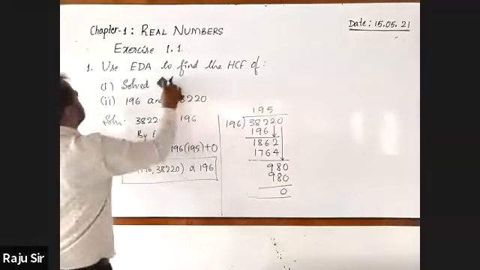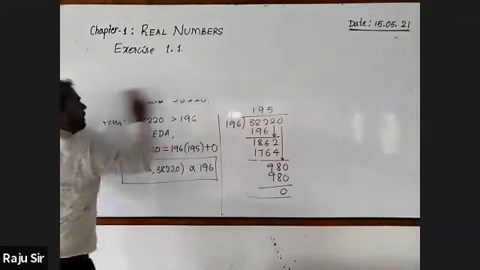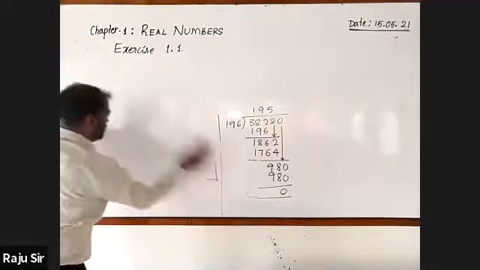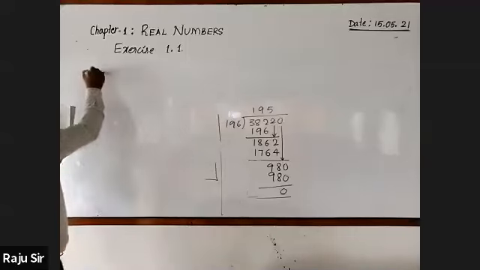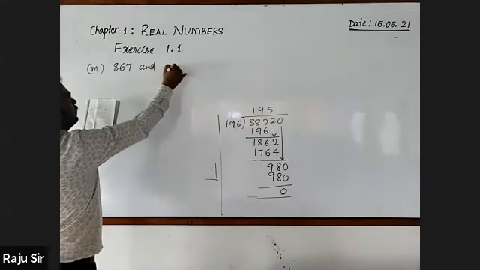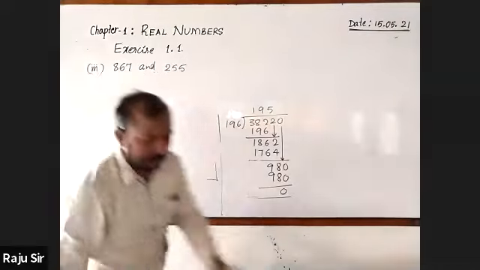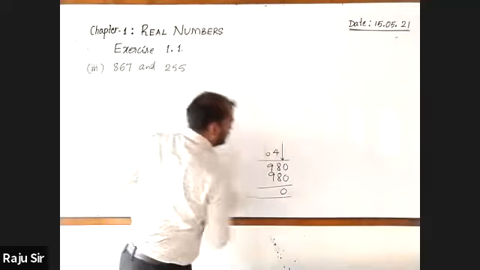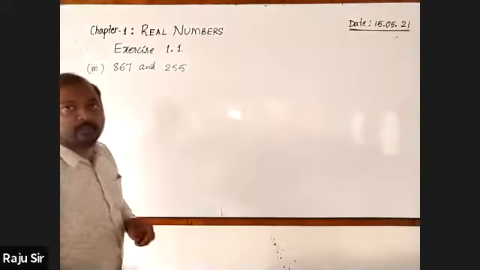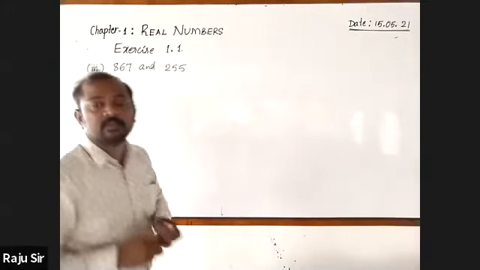Right. Third sub-question is 867 and 255. Try to find the HCF with me. 255 threes are, sir. 51 is the HCF, sir. Okay. Good. Very good.